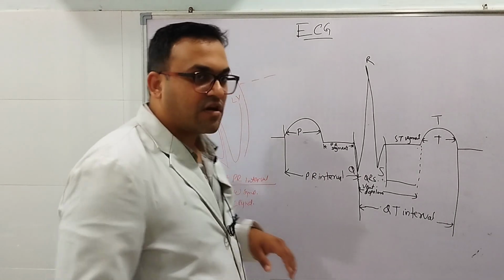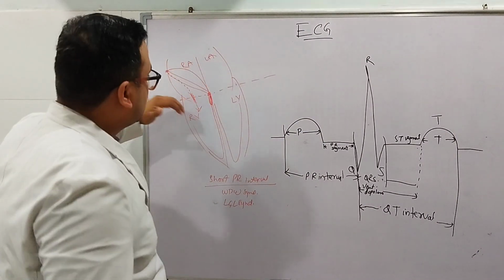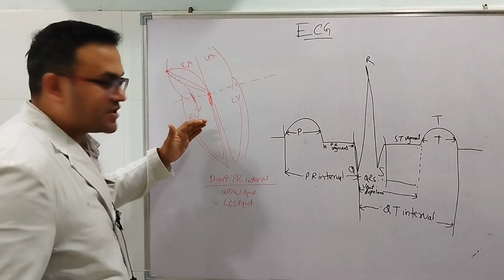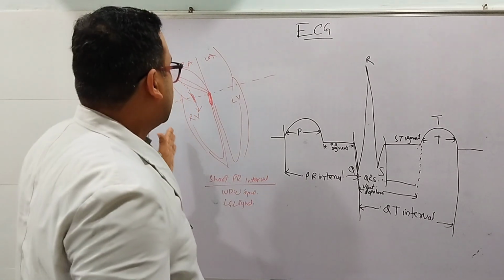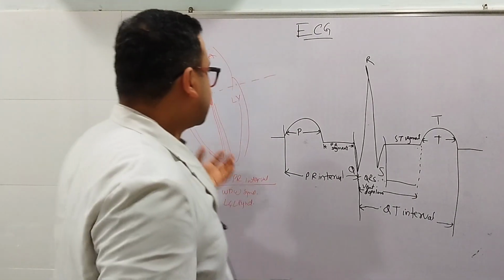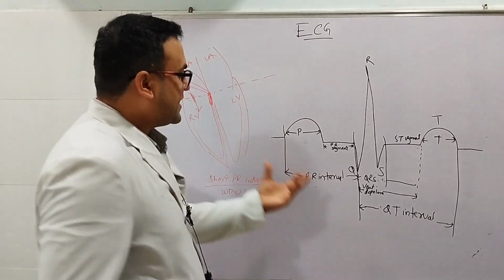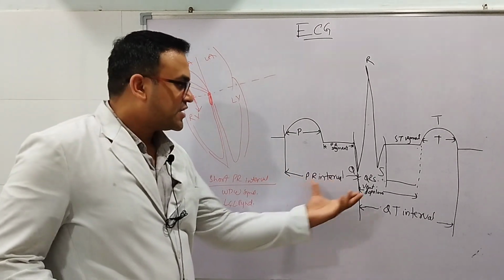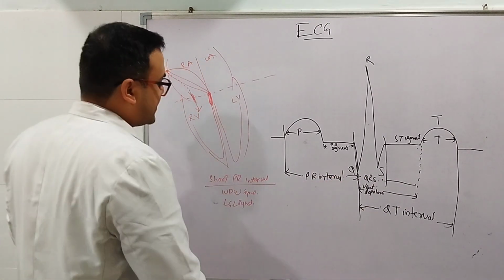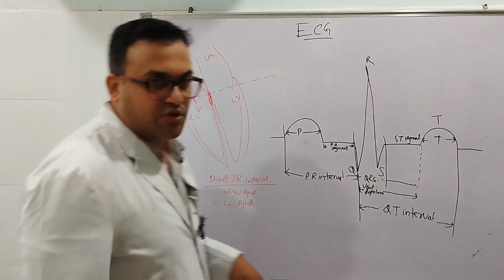So these are the examples of pre-excitation syndromes where a separate channel exists for conduction of electricity from the atrium to the ventricles apart from the AV node, and that is why the ventricles get depolarized early, because there is no delay in this channel. The delay is there in the AV node, and hence the PR interval gets shortened, the QRS becomes early, and this is called the pre-excitation syndromes.